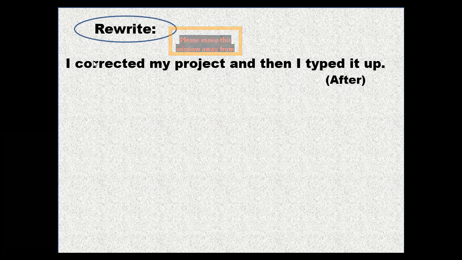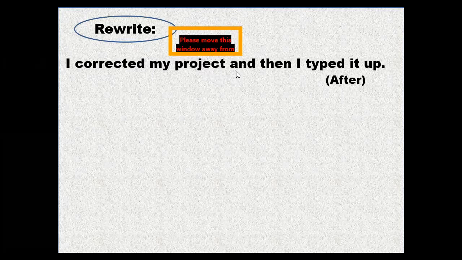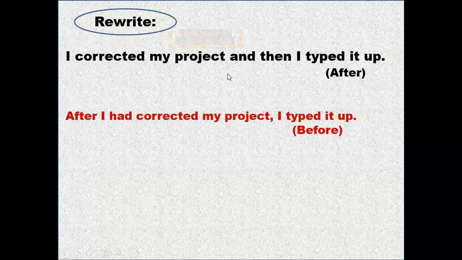No, no, no. What is the first action? After I corrected. Put it in the past perfect form. Had plus the past participle. After I had corrected my project, and omit I type, and write instead of it, comma, and then we will omit it and write I typed it up. Excellent. After I had corrected my project, I typed it up.